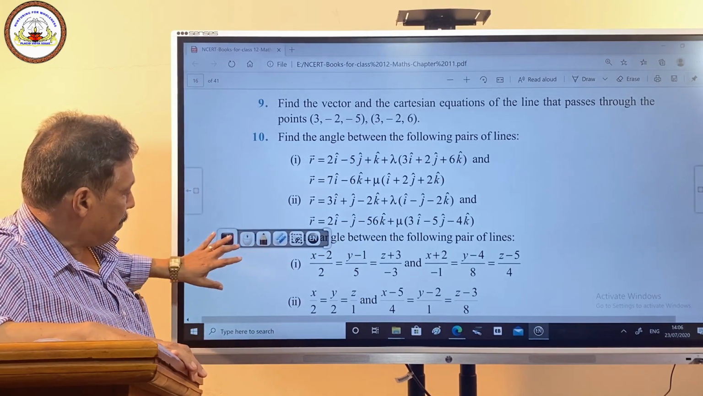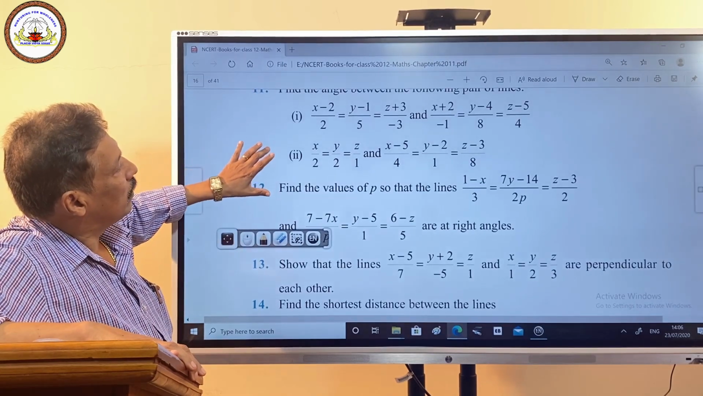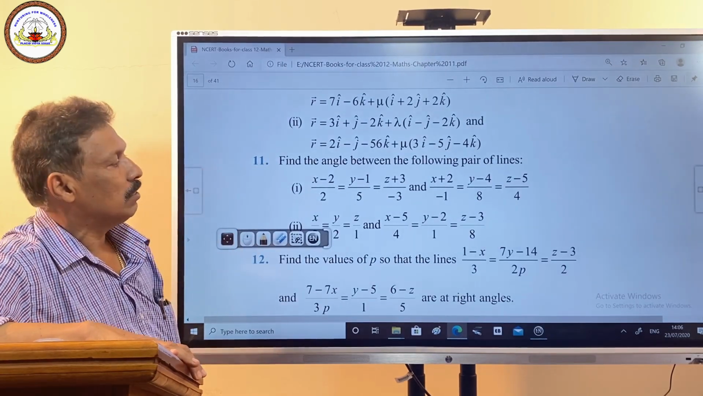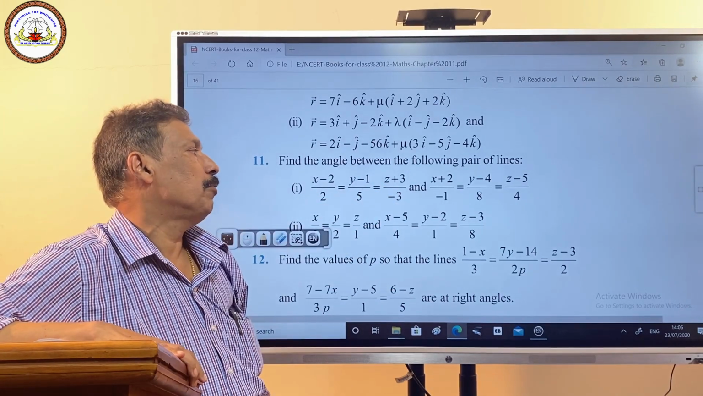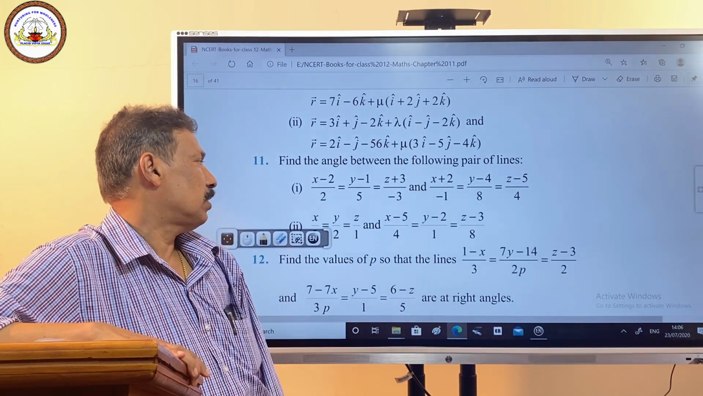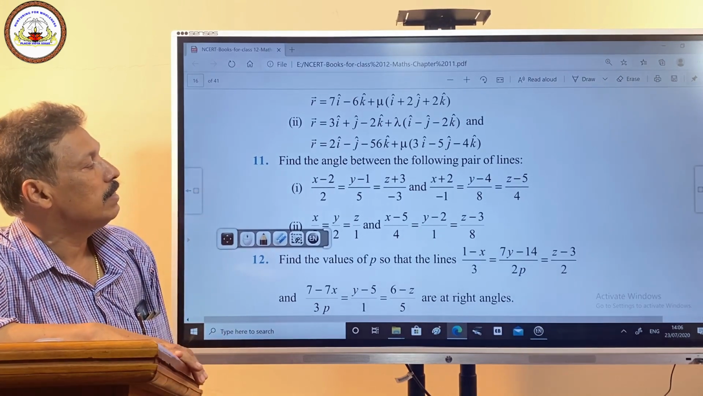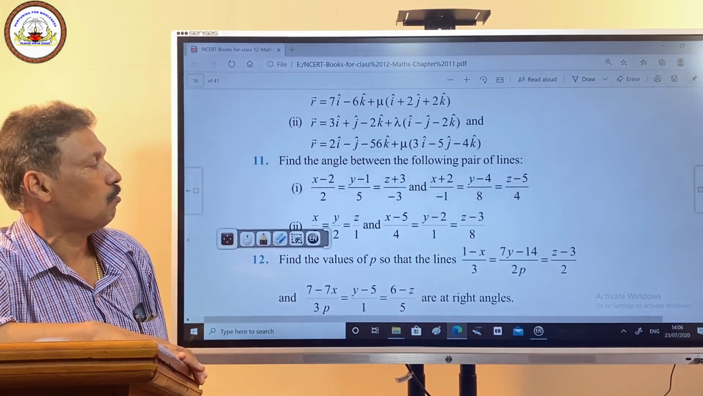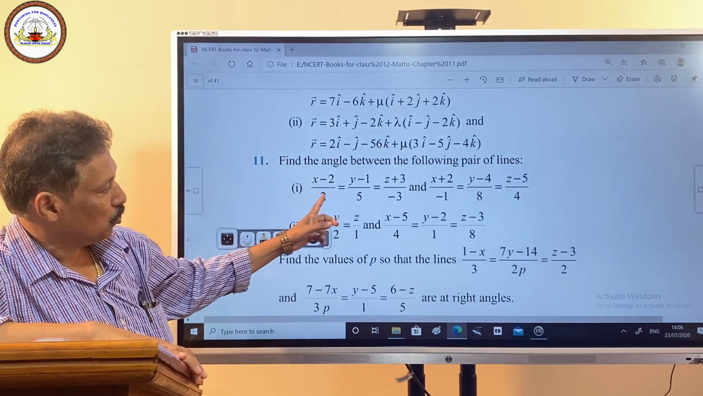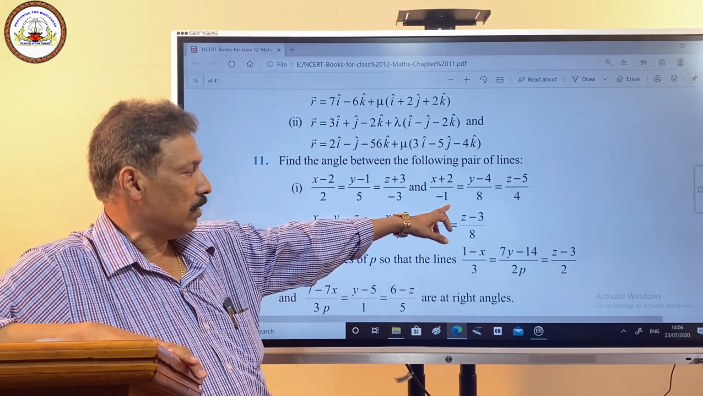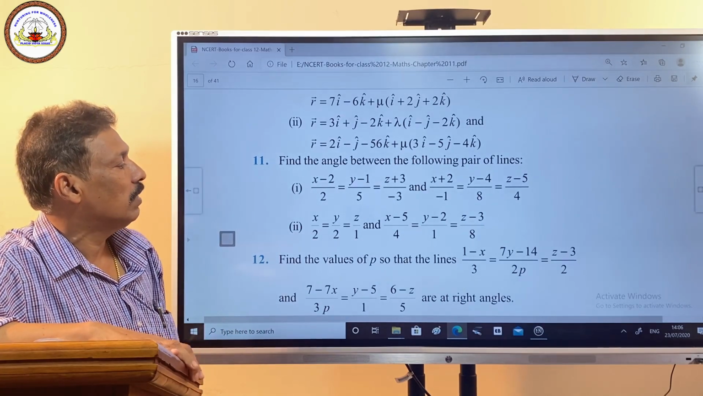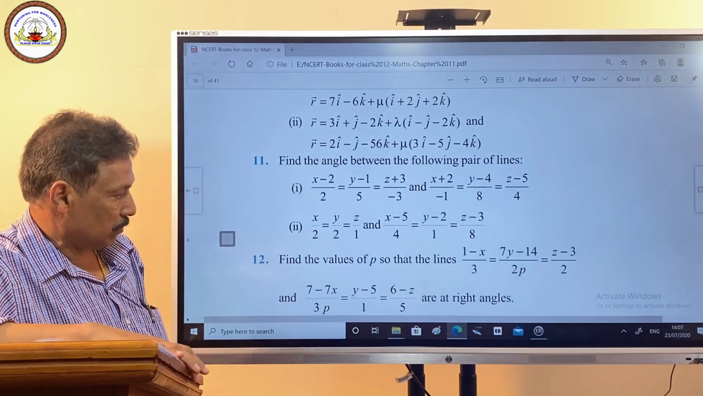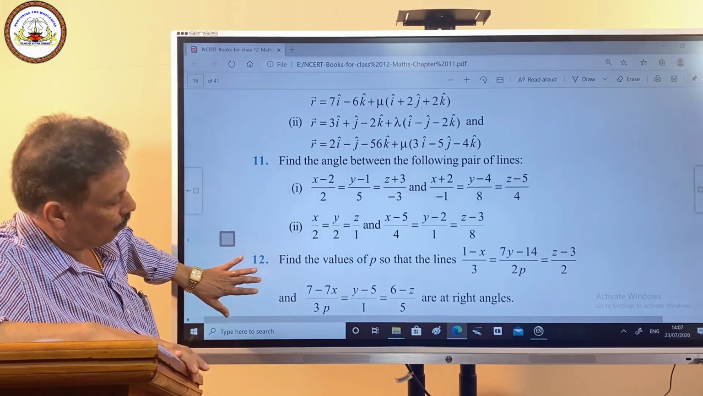Then there is another question of the same type, question number 11. Here also we have to find the angle between two lines. The first line is (x minus 2) by 2 and so on. The second is (x plus 2) by -1 and so on. Here we take the vectors 2, 5, -3 and -1, 8, 4. Using the above formula, we find the angle between the given lines.